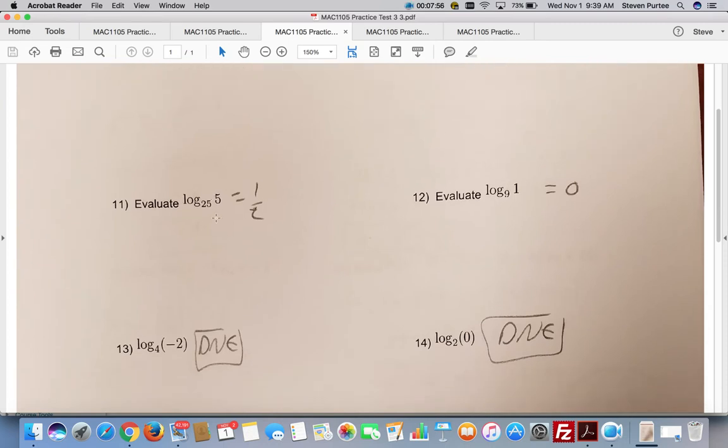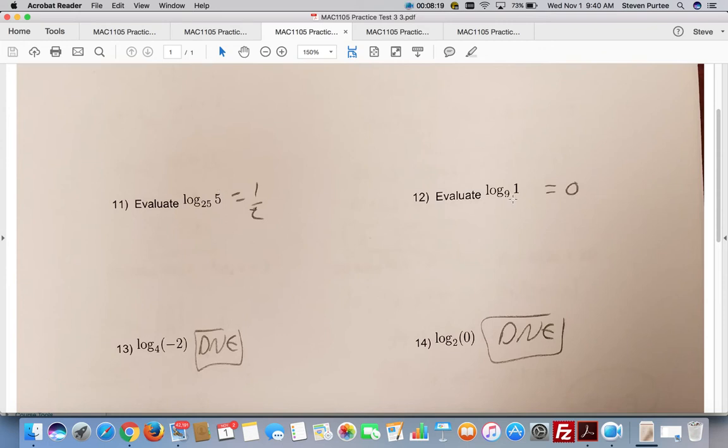Log base 25 of 5. What would you do to 25 to get 5? You would take the square root. Square root of 25 is 5. Square root written as an exponent is 1/2. So 25 to the 1/2 power is 5.